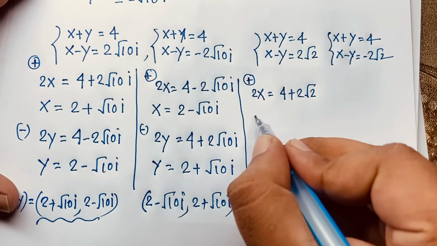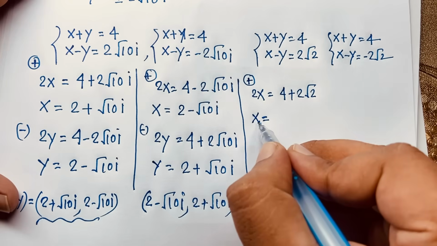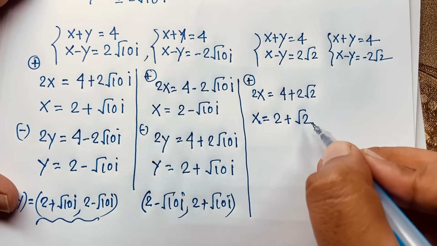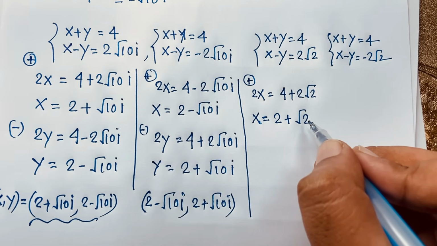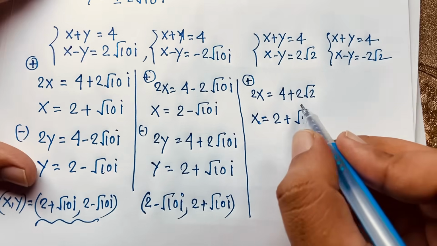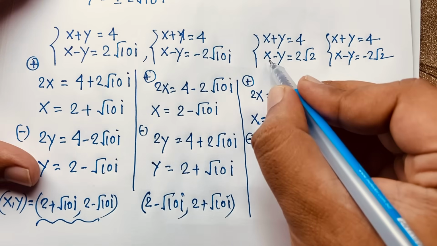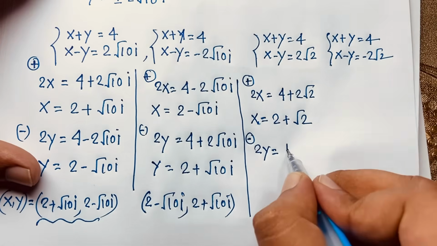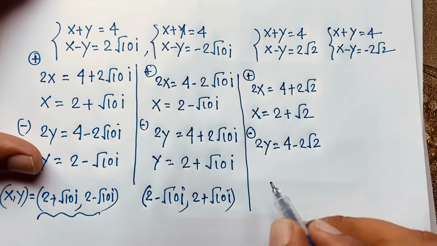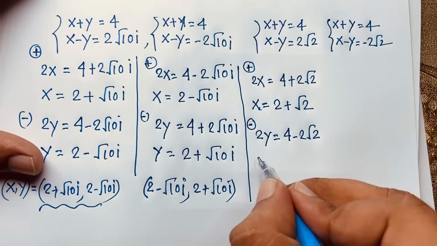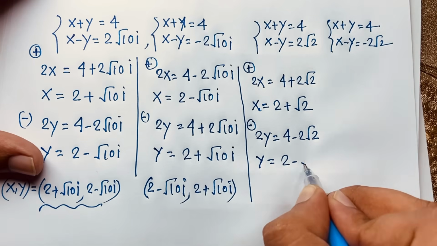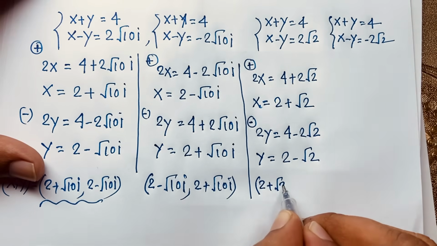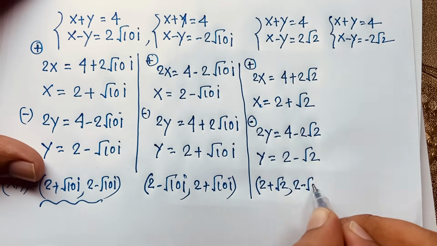Then if I divide both sides by 2, 2 divided by 2 will be x, and 4 divided by 2 will be 2, then it will be square root 2. So it will be 2 plus square root 2. So you can easily see x is equal to 2 plus square root 2. Then if I subtract both equations, x minus x will be 0, y minus minus y will be 2y, equal to this minus this, 4 minus 2 square root 2. Then if I divide both sides by 2, y is equal to 2 minus square root 2. So we'll find our final answer: x is equal to 2 plus square root 2. This time y is equal to 2 minus square root 2.